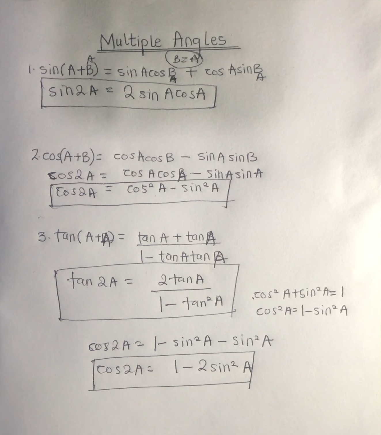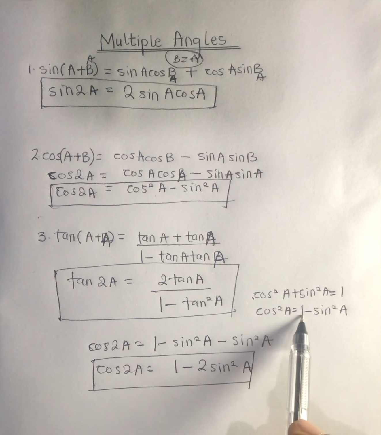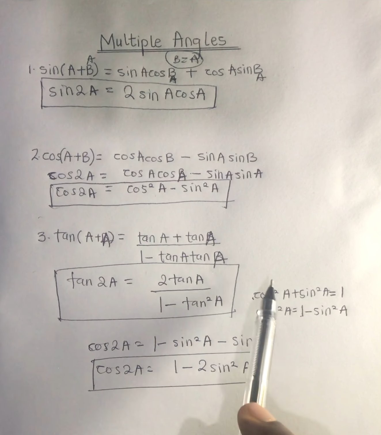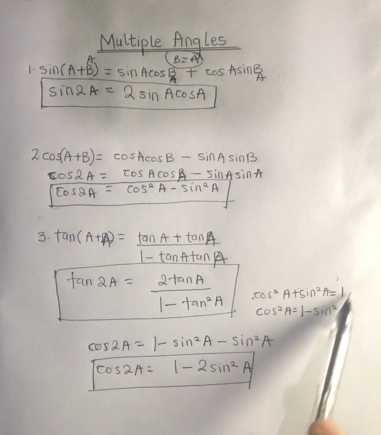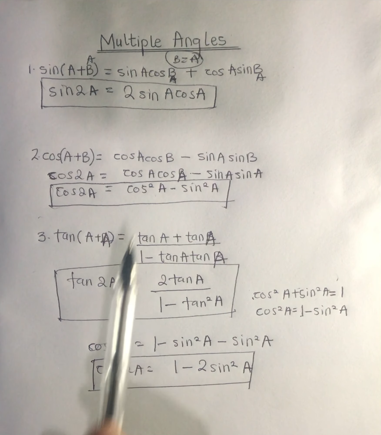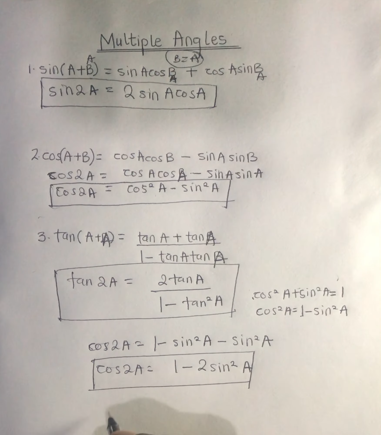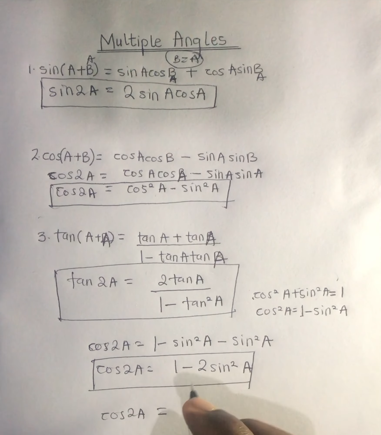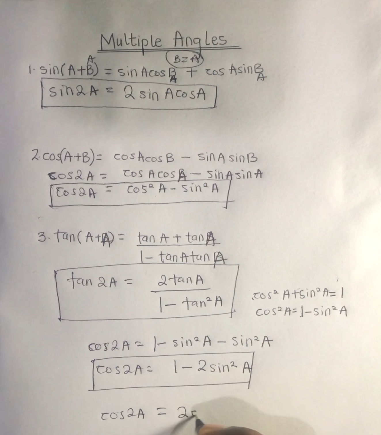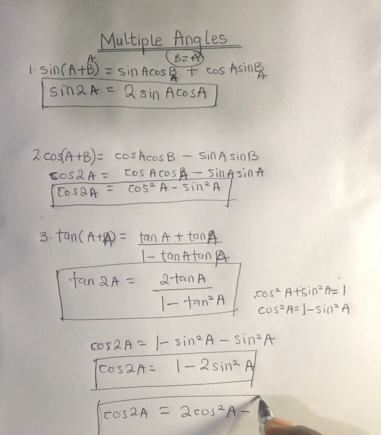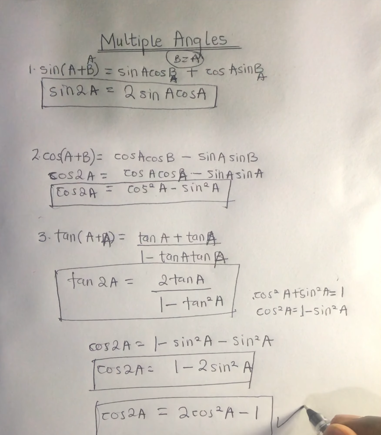Now there is a last one, right? But that one, instead of inserting cos square A, we rather insert sine square A by making sine square A the subject in this equation, and the same way insert that value into this formula. And doing so, you should get cos 2A to be equal to 2 cos square A minus 1. Now please solve and derive this equation yourself.